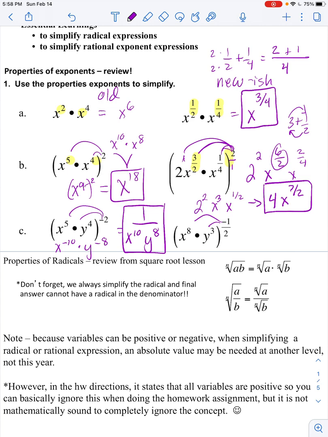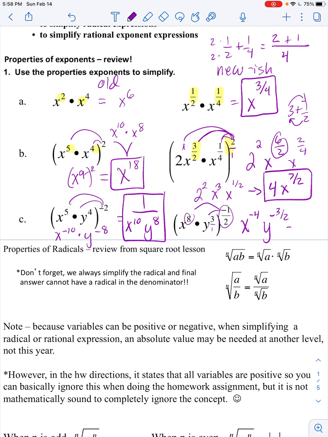So I'm still going to multiply the powers as I bring in a power from outside the parentheses. So negative 1/2 times 8 is going to land me at negative 4. And negative 1 over 2 times 3 over 1 is going to give me y to the negative 3/2.